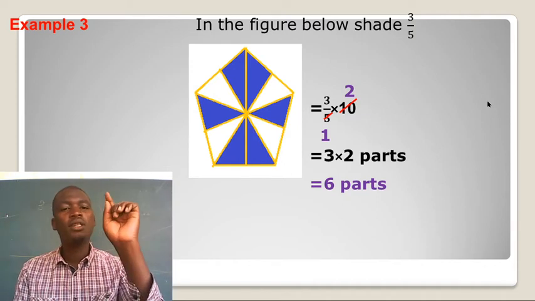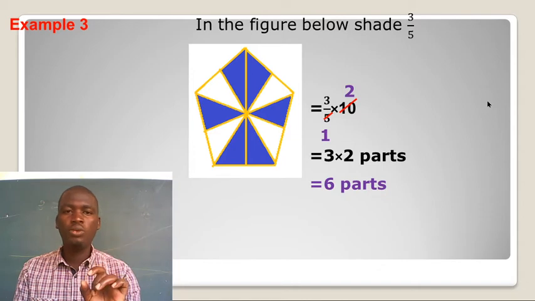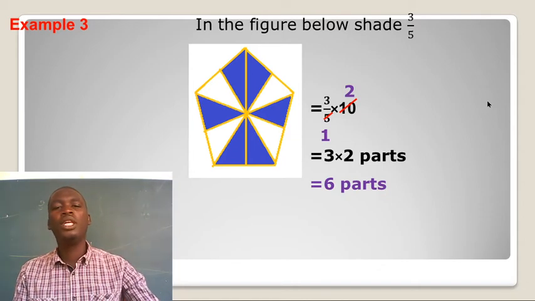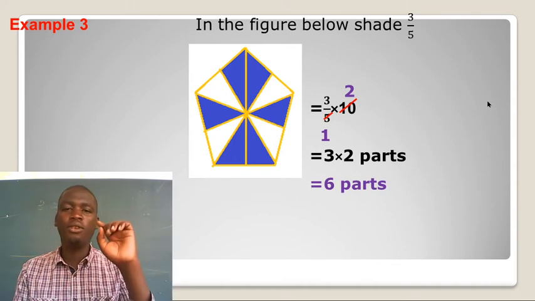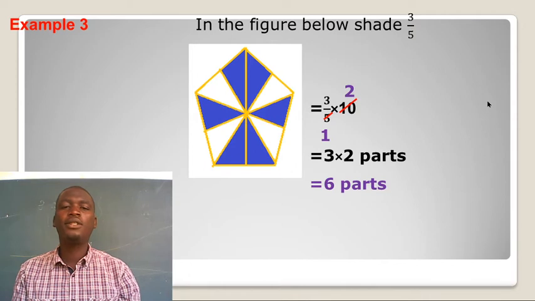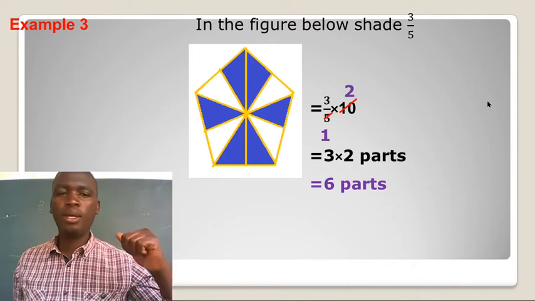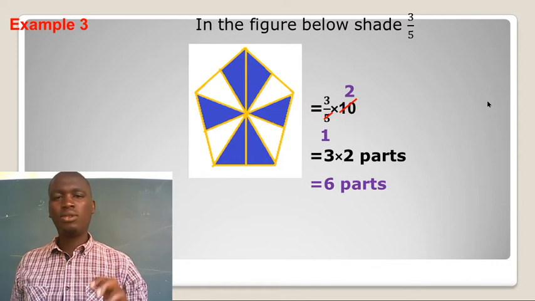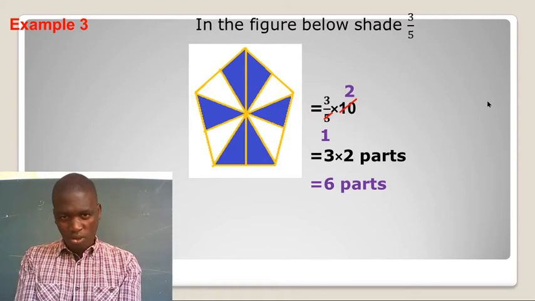Take a look. Example 1, go to 2. Number 2 was asking for a quarter, but the total parts were 8. Then this number 3 is asking for 3 out of 5, and the total parts are 10. So what does it bring us to? You have to go and revise the issue of equivalent fractions. So we get 3 out of 5 of the total number of parts.